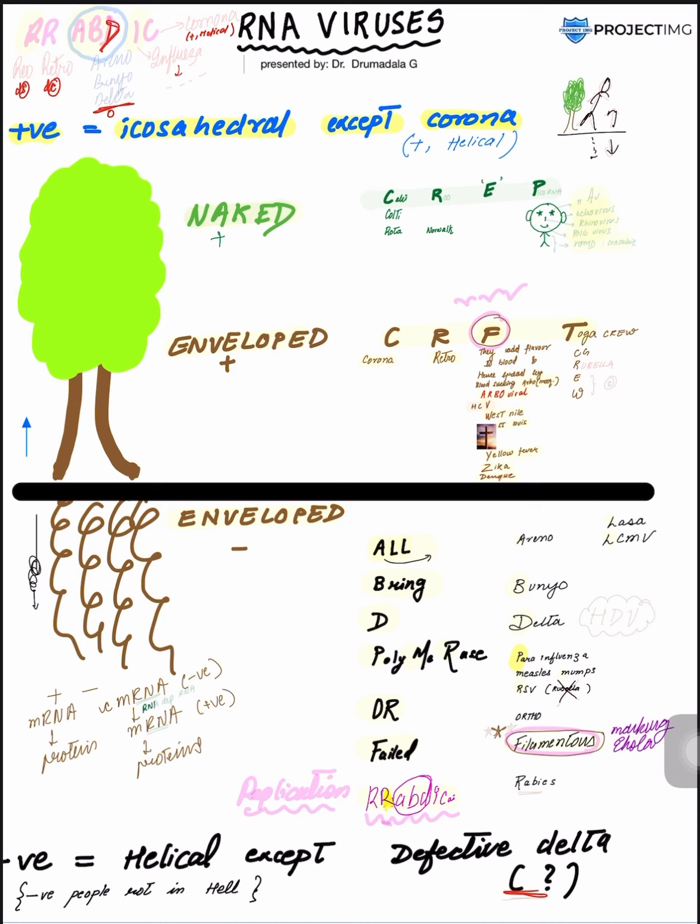This conversion is brought to you by RNA-dependent RNA polymerase. That means from RNA, we are going to make RNA. That's why it is RNA-dependent RNA polymerase. That's why in short we say "all bring the polymerase or failed replication." Yes, I pronounced it as "replication", not "replication". For a reason, of course.